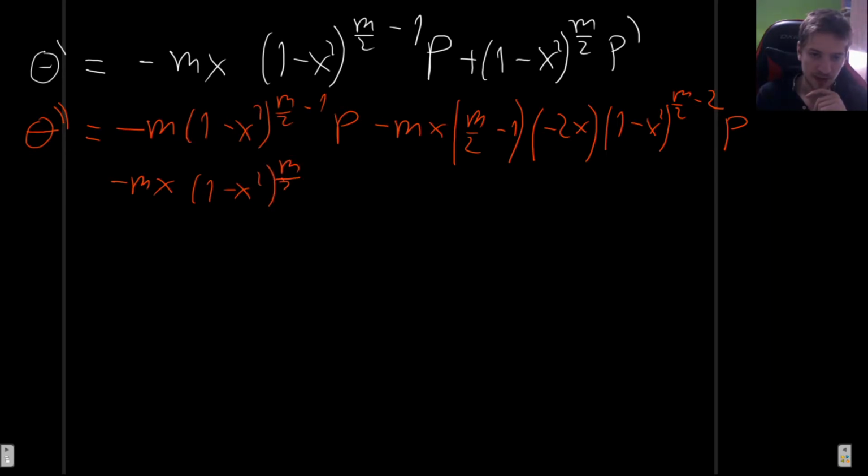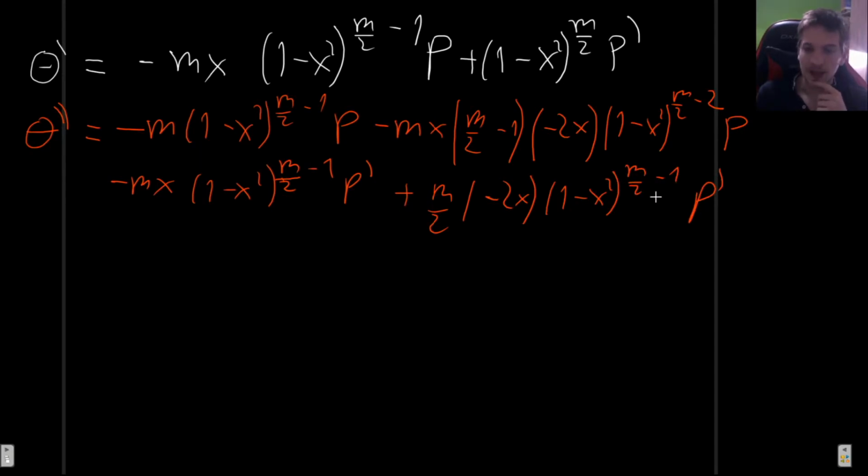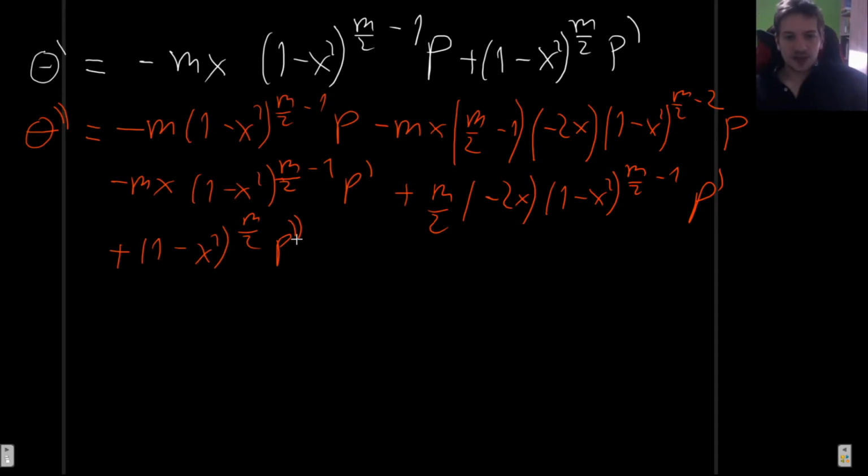So it's going to be minus (m/2 minus 1) p prime. And now for this, we are going to get plus m/2 times minus 2x times (1 minus x squared) to the m/2 minus 1 p prime. And now we leave the first part be, and we just apply the derivative to p, minus (1 minus x squared) to the m/2 p prime prime. Okay, so that is the second derivative here.